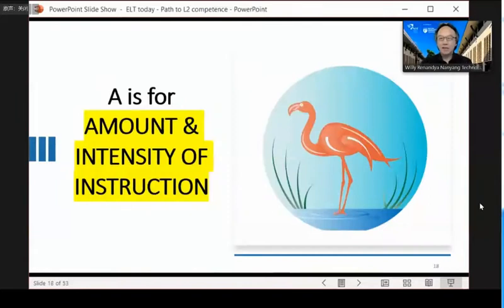Okay, number three. The first one is fluency, number two is lexis, and number three is amount and intensity of instruction. A actually stands for amount, but after listening to Professor Liu just now, I have added intensity. I think intensity is very, very important. Let me briefly share my thoughts about the importance of amount and intensity in supporting students' language development.